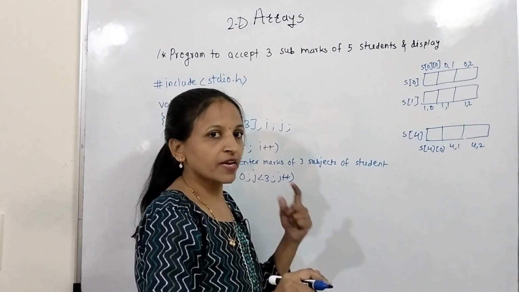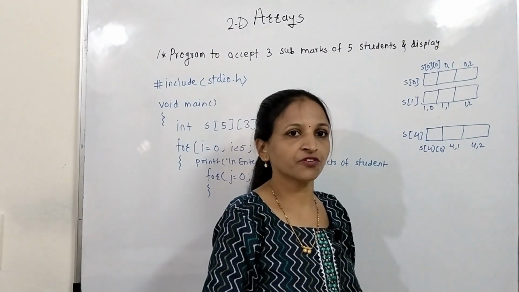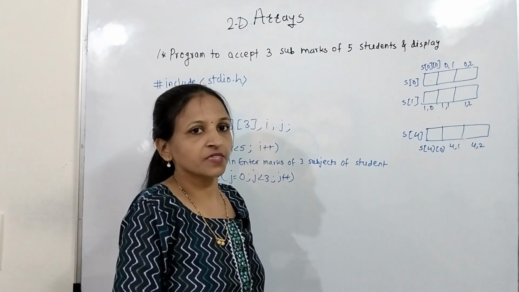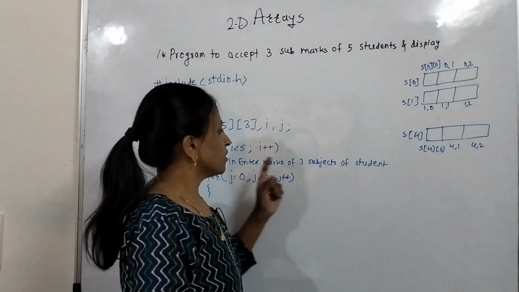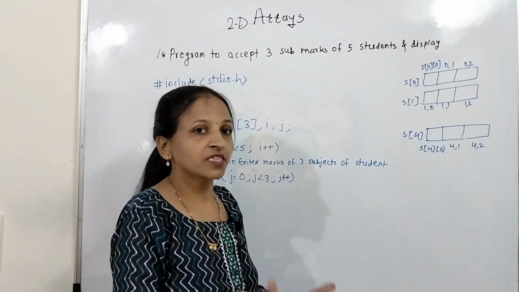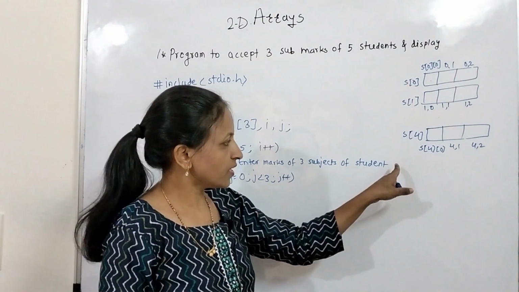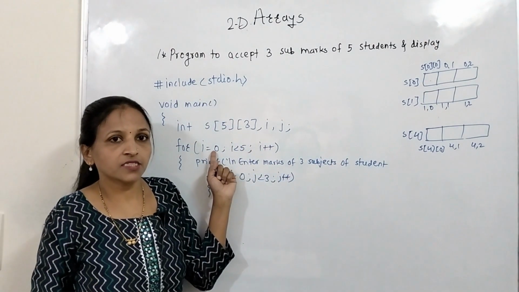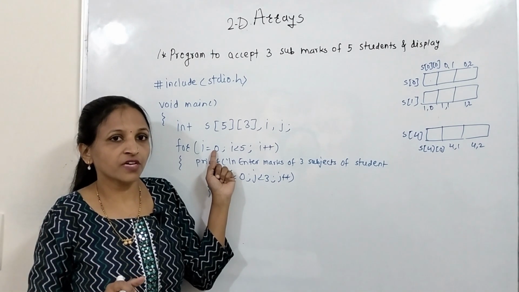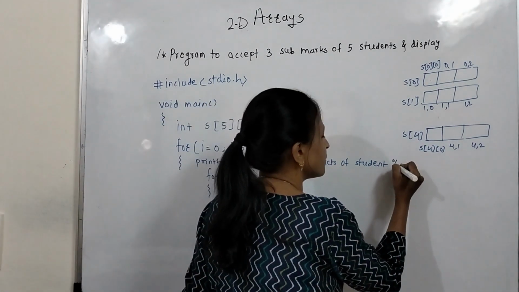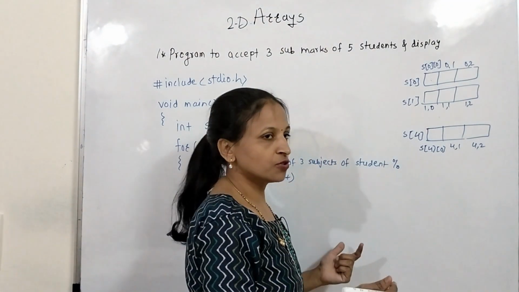Here I want to display a message like "Enter marks of 3 subjects of student 1", then the user will enter marks of 3 subjects. Again the same message should get displayed, like "Enter marks of 3 subjects of student 2", then student 3. We have to display student 1, 2, 3, but the index is 0-based, that's why we have to place I plus 1 there. Otherwise it will display student 0, student 1 and student 2.